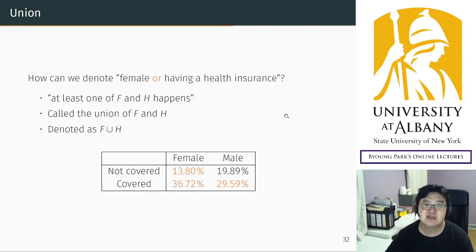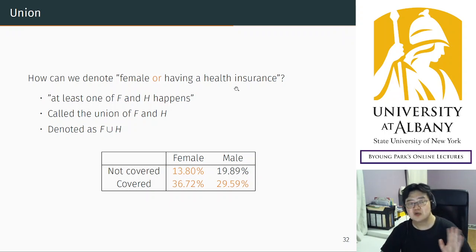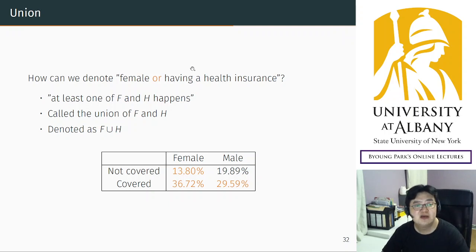We are borrowing the same notation, and the main point of this theory is to connect those set operations to probability calculation. So the second operation we consider is the union. Think about this event. You are interested in the event of female or having a health insurance. So you connect two events by or, which means at least one of them happens.